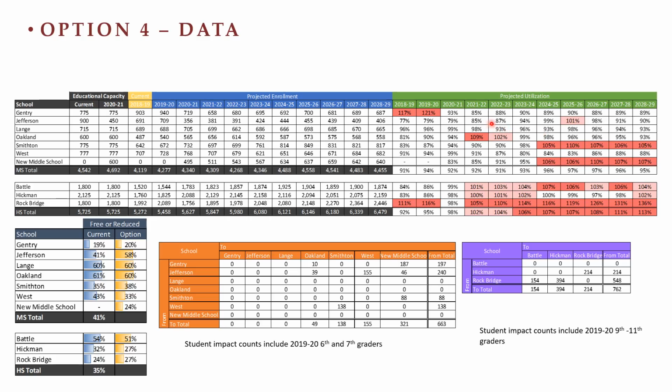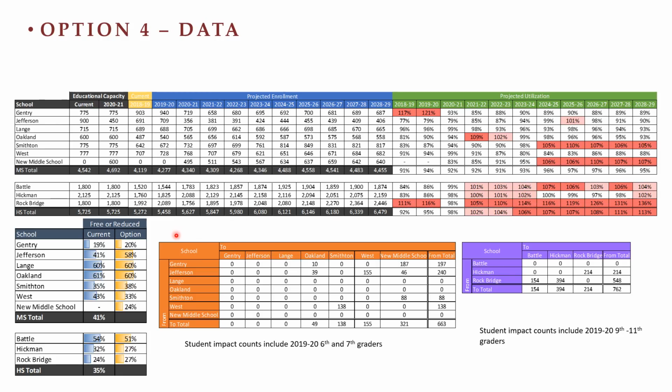Again, remember when we showed Jefferson at 100%, it's 100% of an artificially low 450. Remembering that our capacity in that building is actually 650. And so we'll have room in that building to be able to reduce some of the overutilization at some of these other schools. Looking at the high school, we've got a good balance in 2020-21 and maintain that good balance up through 23-24. And that's when we start to diverge with Rockbridge.